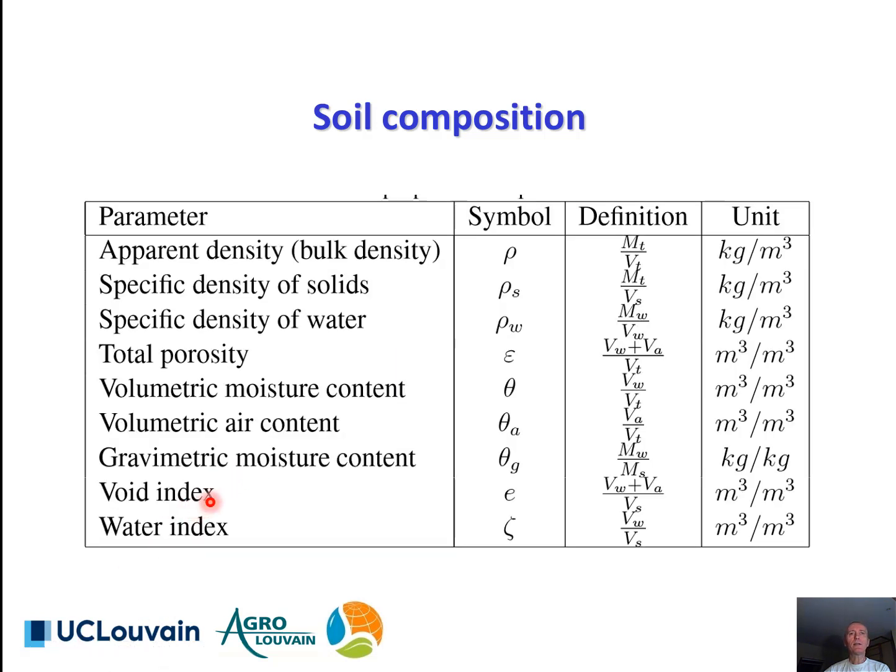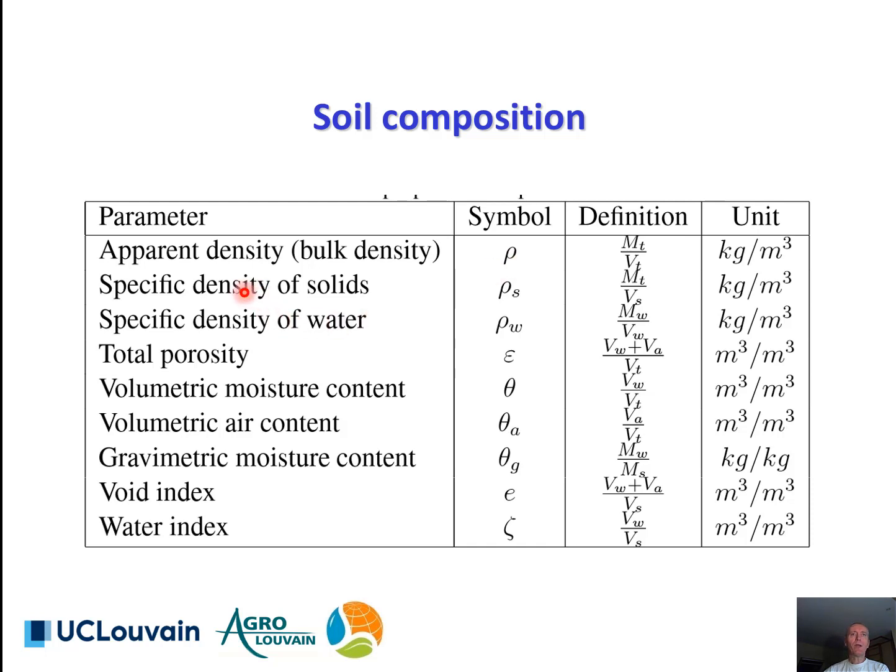In this table, for instance, several soil variables are defined that are related to this composition. Within this course, we will mainly consider the first 5 properties in the table. We will use the apparent bulk density, ρ, which is by definition the mass of the soil divided by the total volume, and that is expressed in kilogram per cubic meter. We will use the symbol ρ in this class.